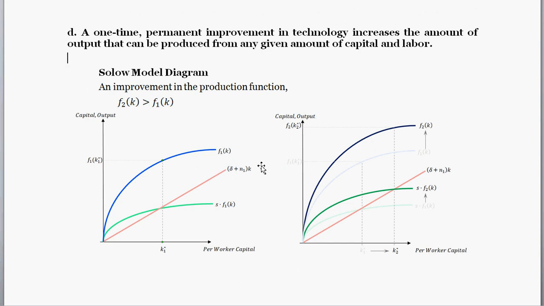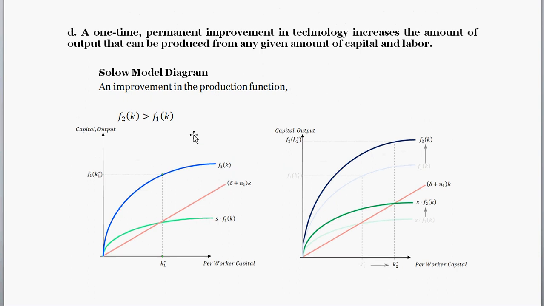This is the best way that I could think to show it. So we start off over on this left-hand side diagram. You have an investment curve here, s times f sub 1 of k. You have your break-even investment line, delta plus n times k, and you have a production function per worker, right? So we start off over here at this level of capital per worker.